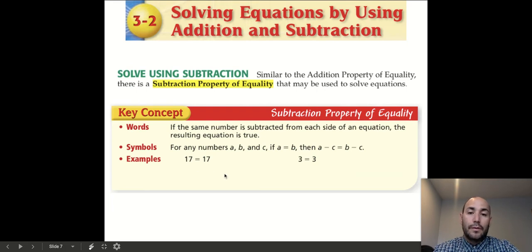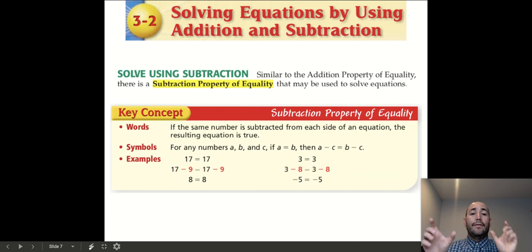So again, here I have an example, 17 equals 17. That one's pretty easy for people to see as something that's true. Well, what happens if I subtract 9 from each side? Well, that gives me 8 equals 8. It's still true, okay? What about 3 equals 3? What if I subtract 8 from each side? Well, that gives me negative 5 equals negative 5. Both sides of the equation are true. Again, this just illustrates the subtraction property of equality. If you subtract the same thing from both sides, the equation will still be true.